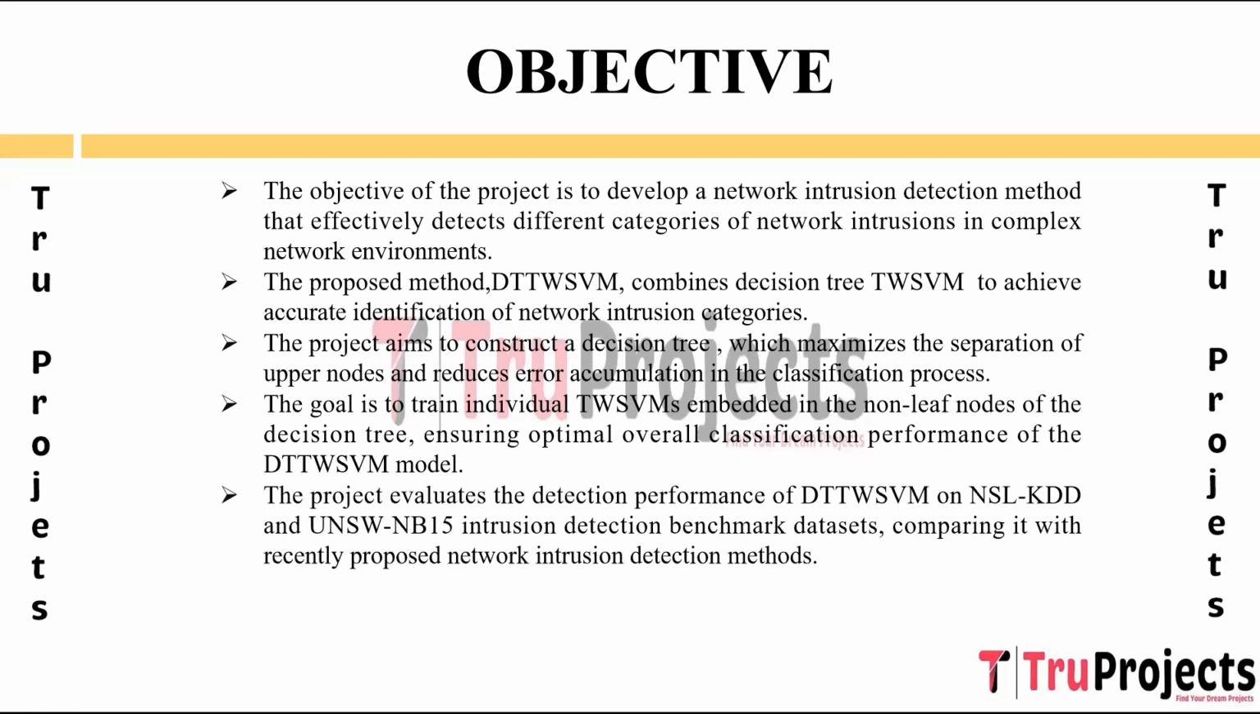The project assesses the performance of the developed Decision Tree Twin Support Vector Machine (DTTWSVM) method using benchmark datasets specifically tailored for intrusion detection, such as NSL-KDD and UNSW-NB15 datasets. This evaluation involves comparing the performance metrics of DTTWSVM against other recently proposed network intrusion detection methods. This comparative analysis provides insights into the efficacy and competitiveness of DTTWSVM in detecting network intrusions.